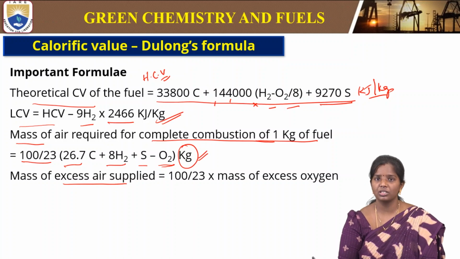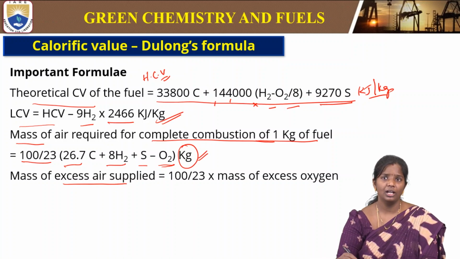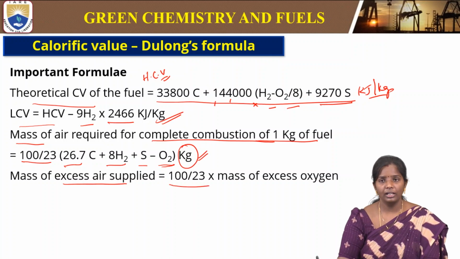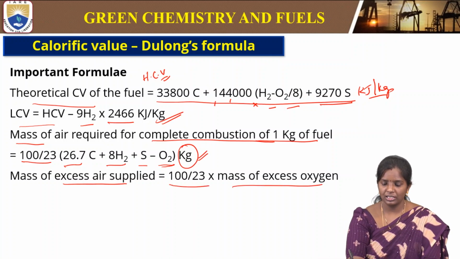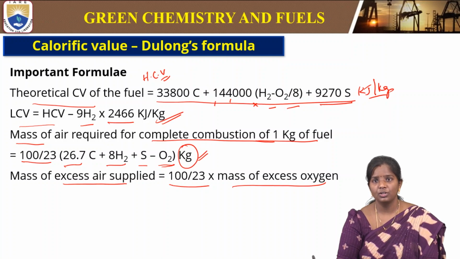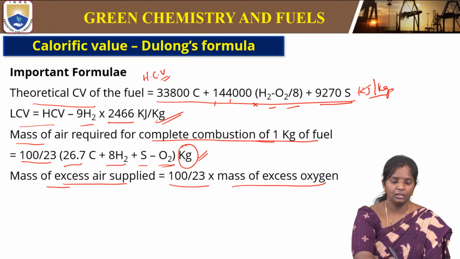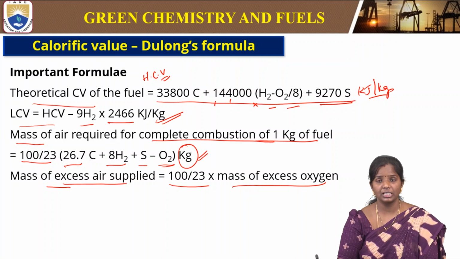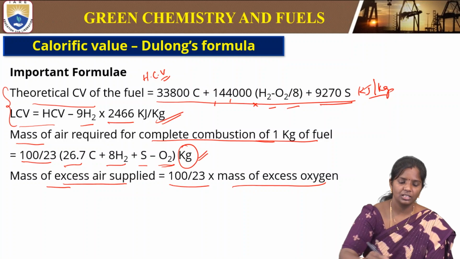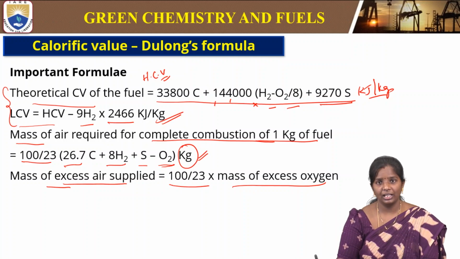Next is the mass of excess air that is supplied. We have also seen cases wherein excess air is supplied. In that case, it is 100 by 23 into the mass of excess oxygen. This is how we calculate the mass of air required and the mass of excess air supplied. Now in this session we will discuss only HCV and LCV calculation for any fuel.